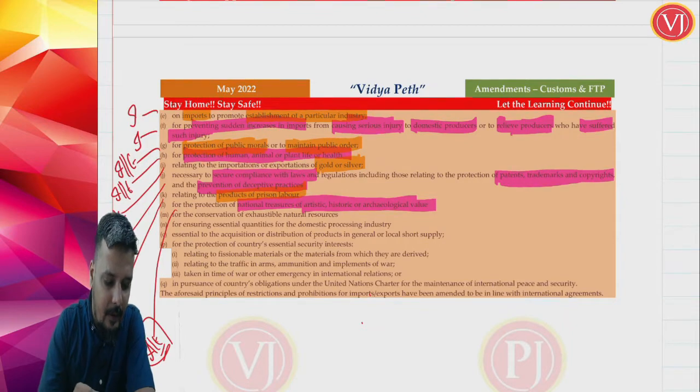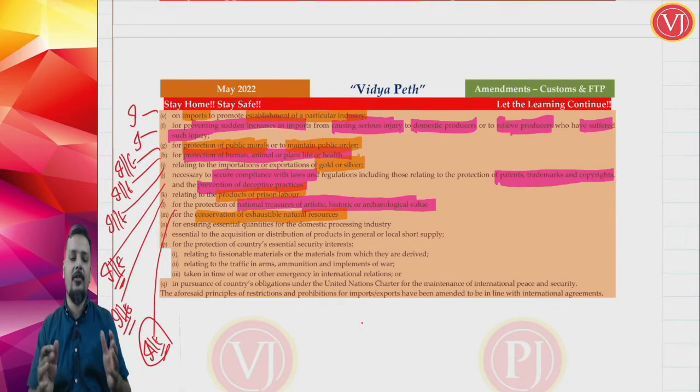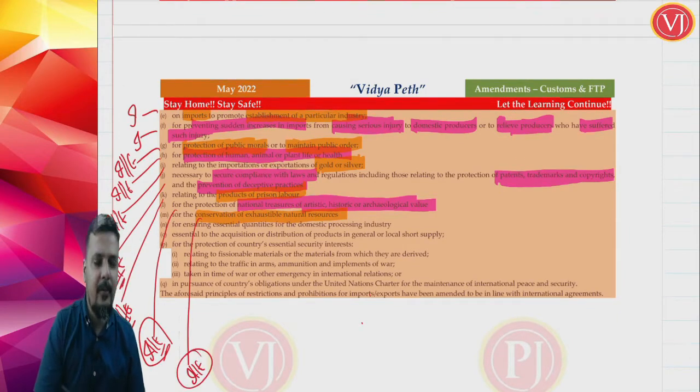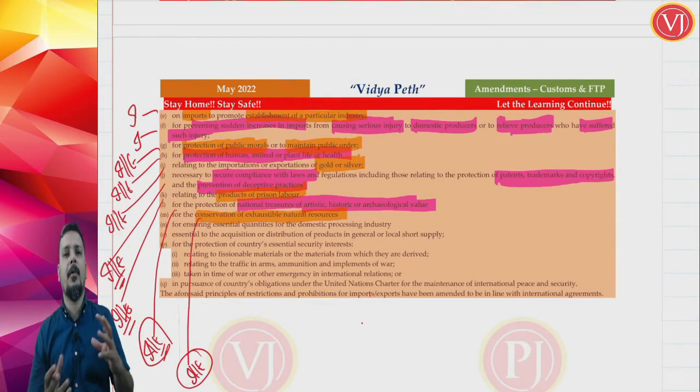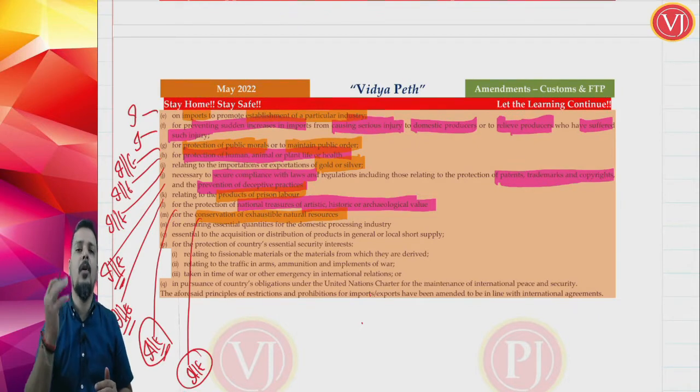Next, for conservation of exhaustible natural resources, again self-explanatory. If there are natural resources which are very short in India, obviously government will not like those items to be exported. Again, though the point is both for prohibition and restriction on import and export, the focus is much on export. Government will tell that we have a shortage of certain natural resources within India, why should we allow export of those natural resources?